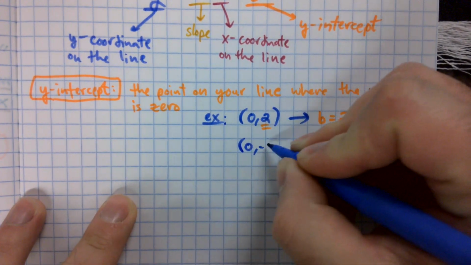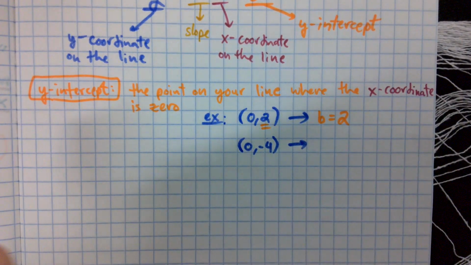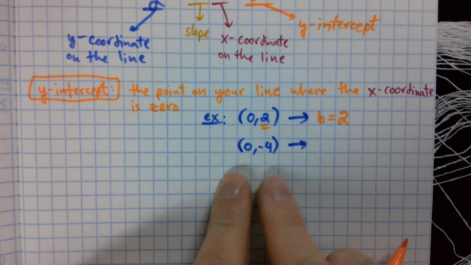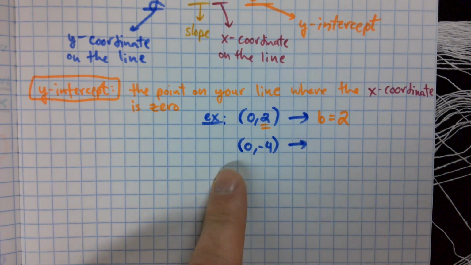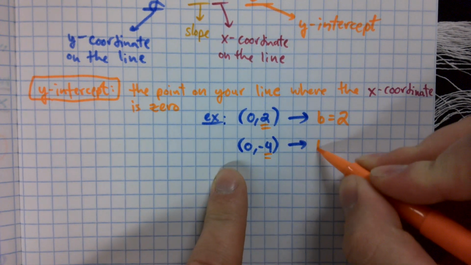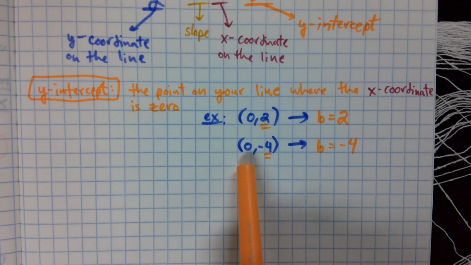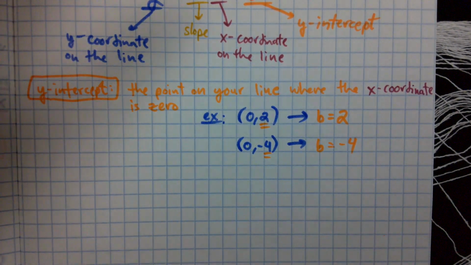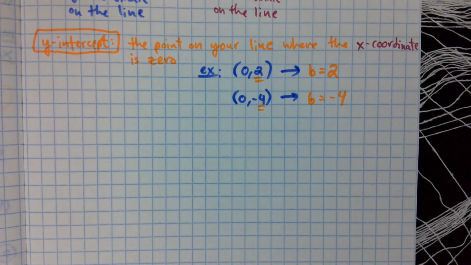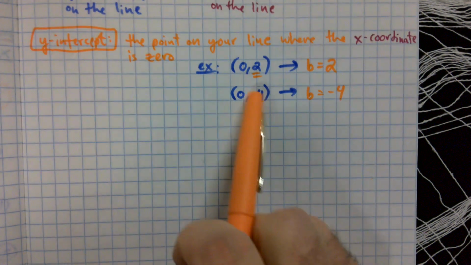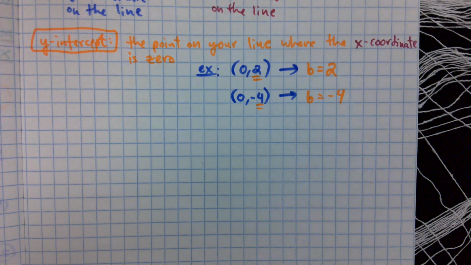Also, if we have the point (0, -4), what would my b value be on a line with this point? -4. b is equal to -4. So whenever you see an x value of 0, the more we do this, the more your brain will get trained to understand this. Whether it's in a point like this or on a table like we saw in the warm-up, your brain should immediately tell you, there's my y-intercept -4, or there's my y-intercept +2.